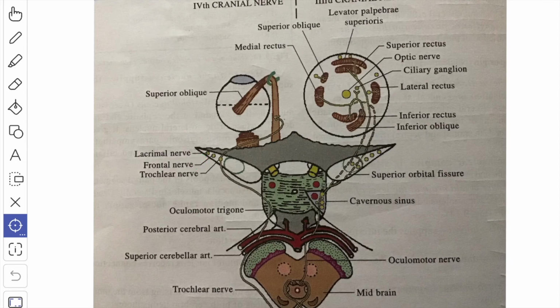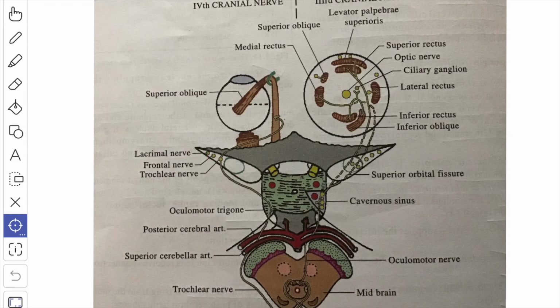In the orbit, the trochlear nerve passes forward and medially above the levator palpebrae superioris muscle and supplies the superior oblique muscle from its orbital surface. Communications: in the cavernous sinus, it communicates with the sympathetic plexus around the internal carotid artery and also with the ophthalmic nerve. At the superior orbital fissure, it communicates with the lacrimal nerve.